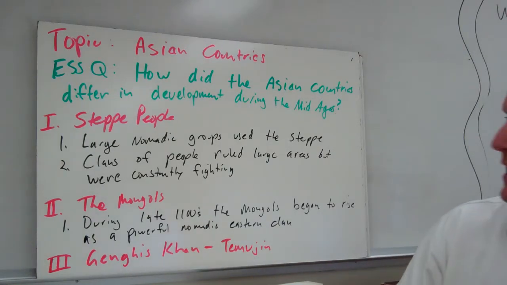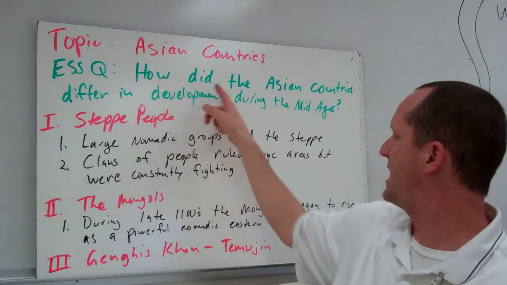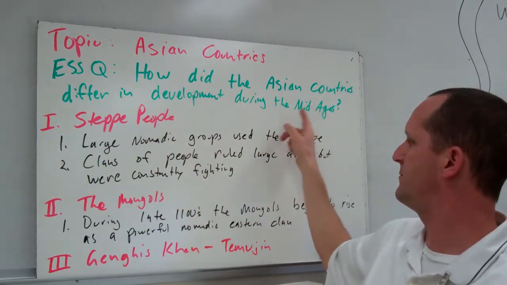All right, class, let's get going here. We've got our topic, Asian countries, for our world history class. Essential question: how did the Asian countries differ in development during the Middle Ages?